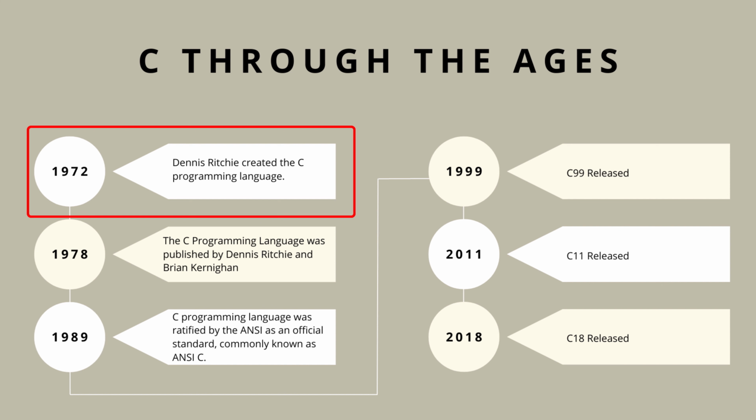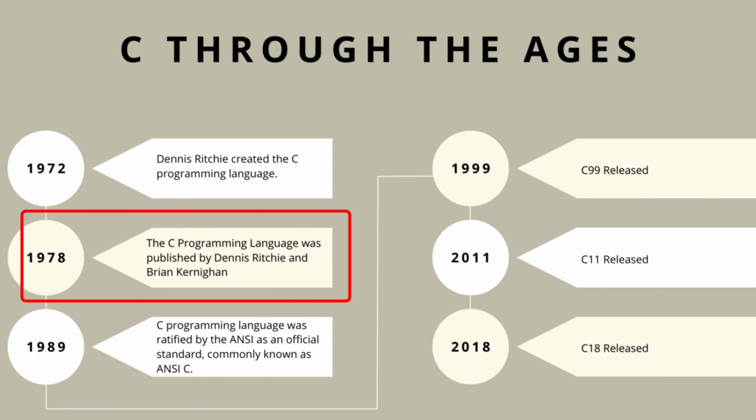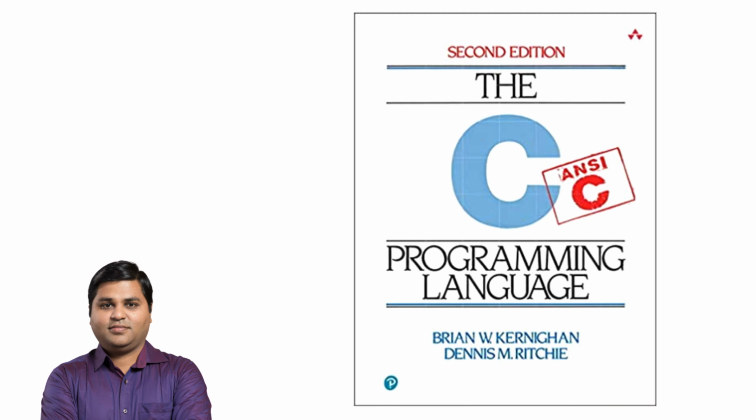In 1978, Dennis Ritchie and Brian Kernighan, who was one of his colleagues at Bell Labs, wrote a book about C called The C Programming Language. This book is still used by programmers today and is considered a classic in the programming world. So, as you can see, C has a rich history and has been used to build some of the most important computer systems in the world.